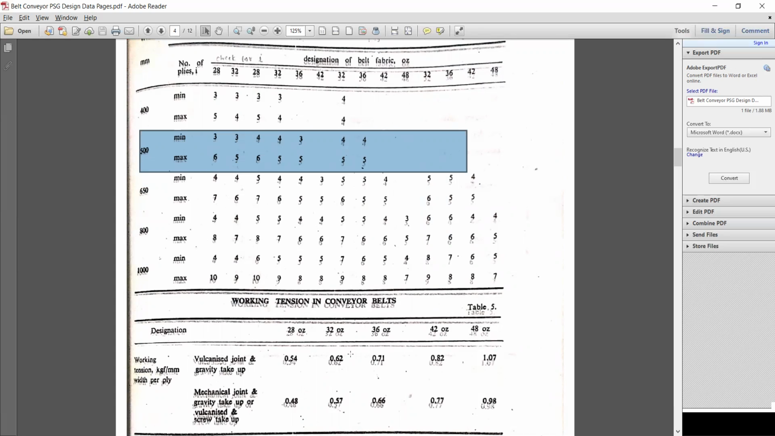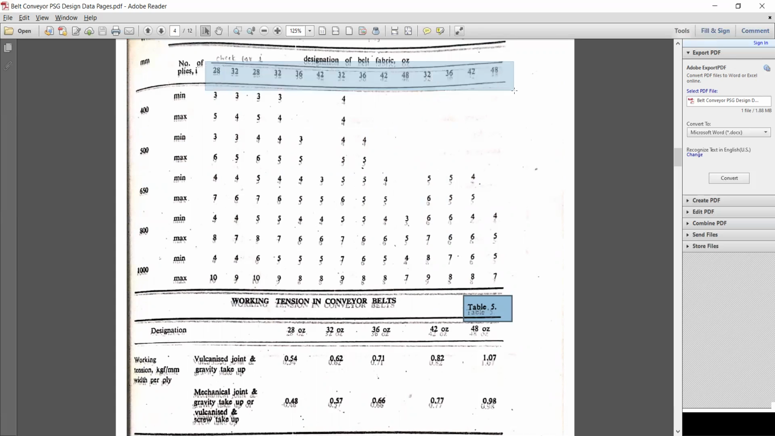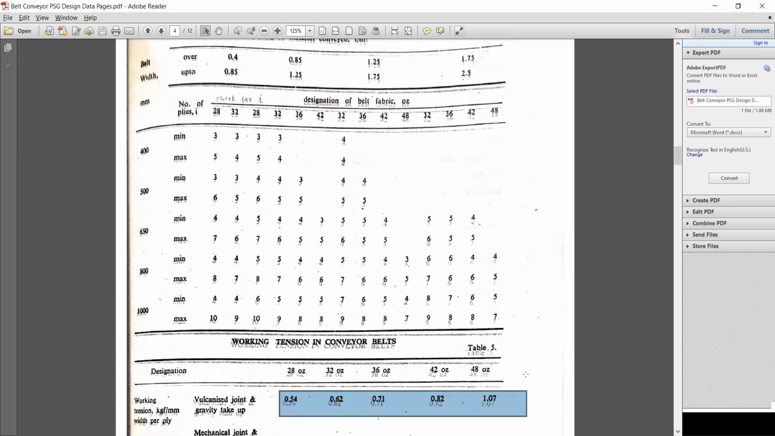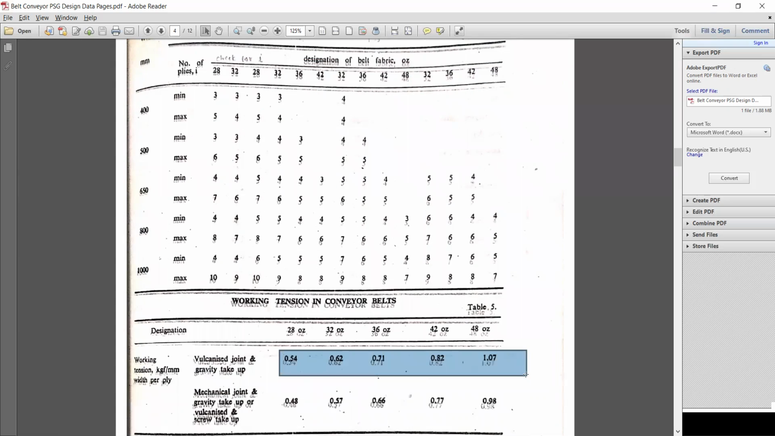Okay, now another way, that is from table number 5. In table number 5, we can easily find out the designation of the belt. Here the designations are given, but we don't know which one is a suitable one. So for that, table number 5 will help us. As we have selected the vulcanized joint, the working tension in kg per width per ply is given over here. So from this you can select an appropriate value and find out the belt designation.